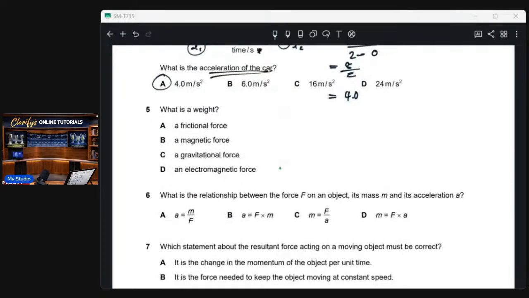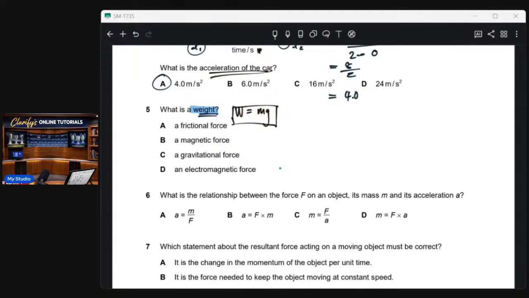Now, what is weight? The questions keep coming. Weight is a force. That's why it's measured in newtons. It's calculated as weight equals mass times gravity. So here we are doing very little calculation. Most of the things are about theory. It's a lot of theory here.